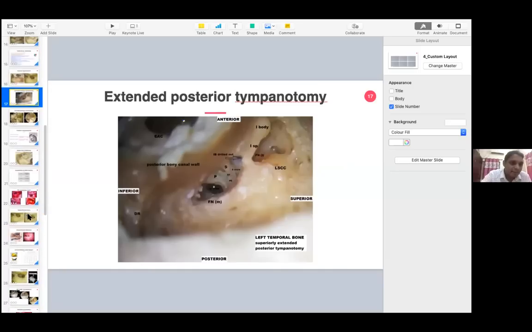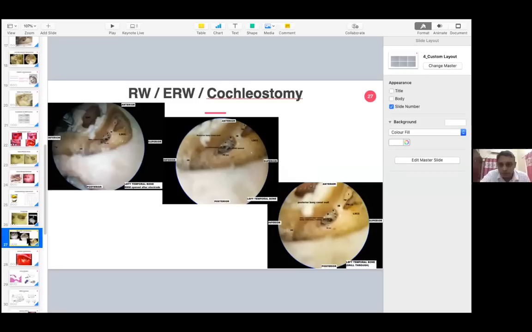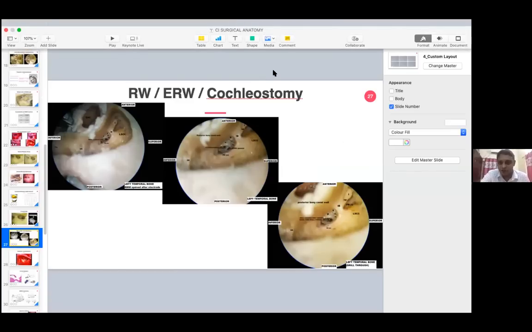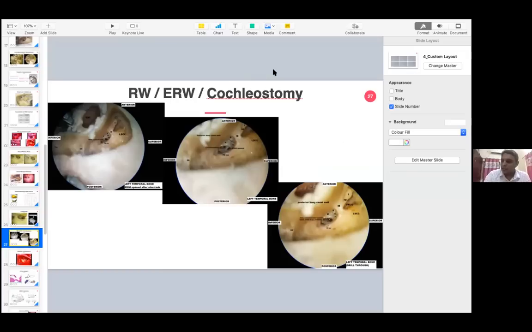Next, there was another question. What is the outcome if the electrode goes into the scala vestibuli, and how does it affect it? Okay. Simple thing. If suppose it goes into the scala vestibuli accidentally during the procedure of cochlear implantation at the first sitting, you will not be getting a reasonably good response on intraoperative electrocochleography. Intraoperative electrophysiological testing will not give a good picture.